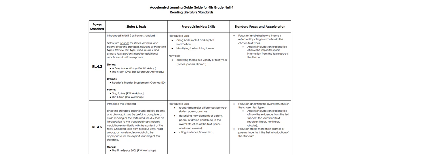Let's look at the example on the screen. This document begins by listing the power standard RL.4.2. It reminds teachers that this standard or part of this standard was taught in Unit 2. Since the standard is intended to be taught using stories, dramas, and poems, there are text options for all 3 genres listed. Teachers may make the best decision about which genre or genres to use in this unit based on student need. Consideration should also be given to the other power standards in the unit and how integration of the standards throughout the unit supports student learning. This document also outlines important prerequisite skills and new skills based on the vertical alignment of the standard. The final column lists areas of focus and acceleration for each power standard.